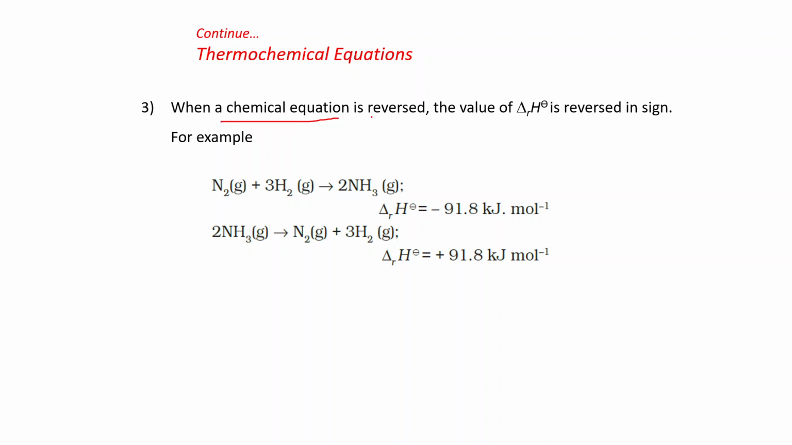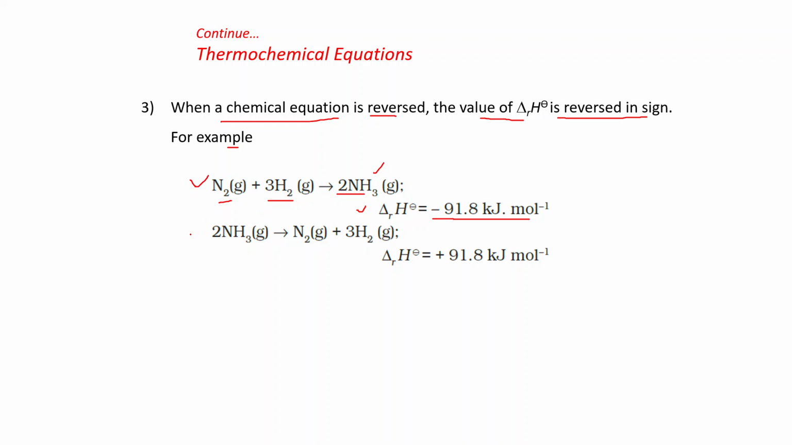When a chemical equation is reversed, the value of standard enthalpy of reaction is reversed in sign. For example, N2 gas plus 3 H2 gas converting into 2 NH3 gas, and for this the standard enthalpy of reaction is minus 91.8 kilojoule per mole. This reaction represents the formation of ammonia.